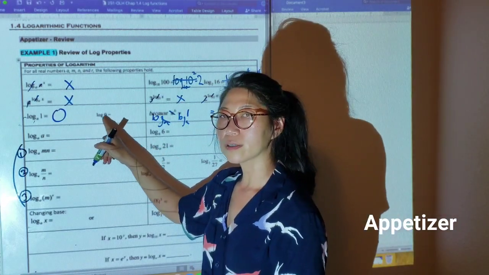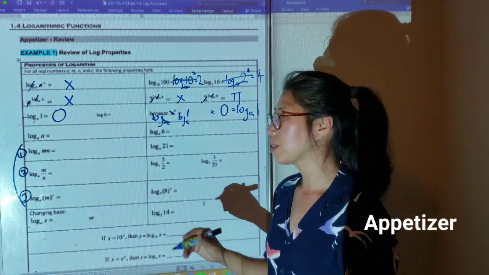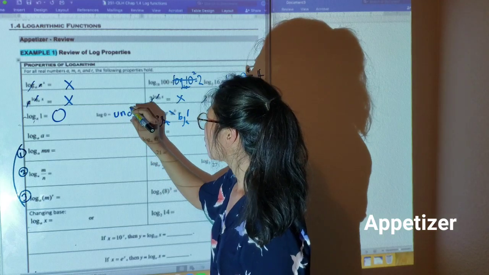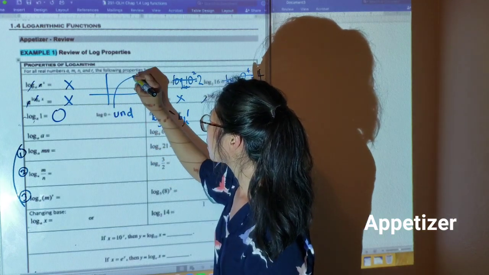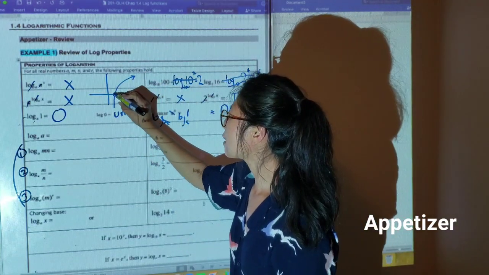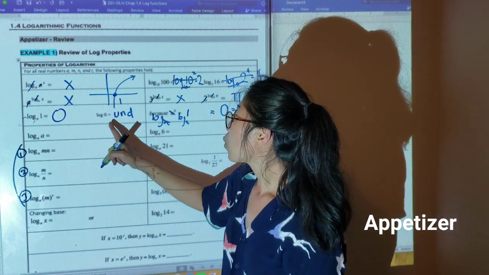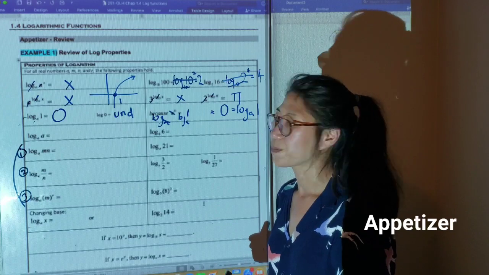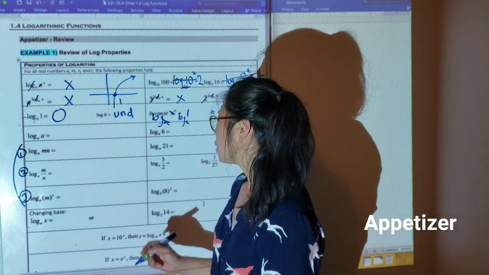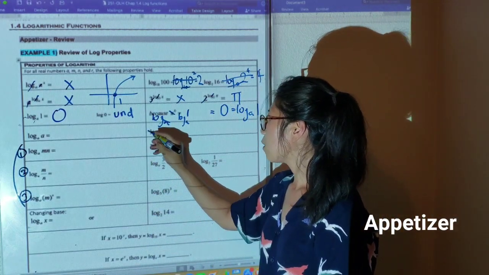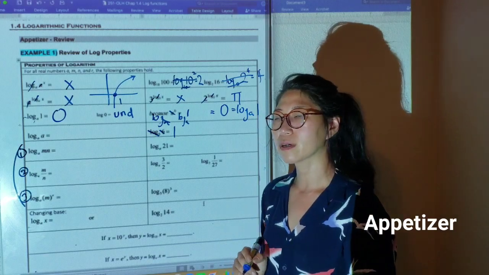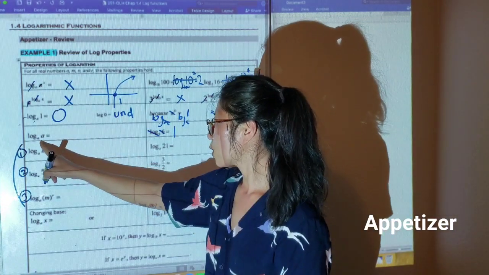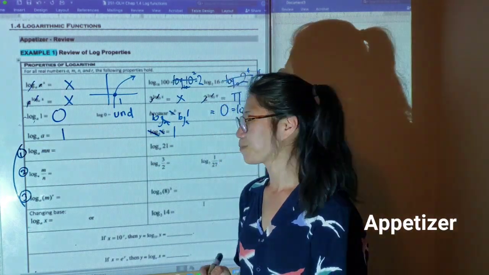Then what will be log of 0? Log of 0 will be undefined. If you think about the graph that we have learned, your log graph looks this way, passing through 1 here. Your domain will always be greater than 0. So log of 0 is undefined. The next property, log base 6 of 6, they are inverse to each other, so you cancel out and it becomes 1. So therefore, if you look at the next one, it is going to be 1 here.